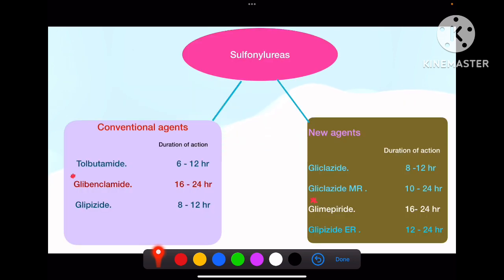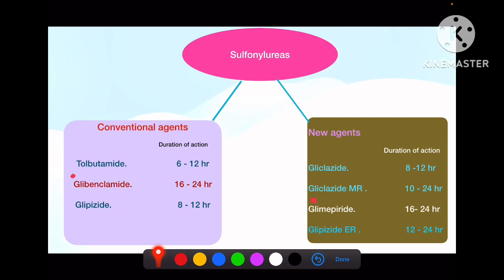Then the sulfonylureas, you can divide into two categories. One is conventional agents, and the other one is new agents. Conventional agents are, you can say, tolbutamide, glibenclamide and glipizide.